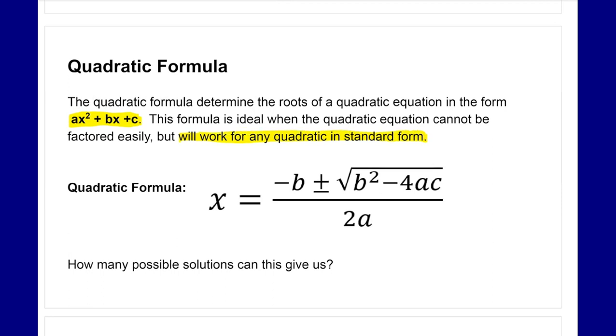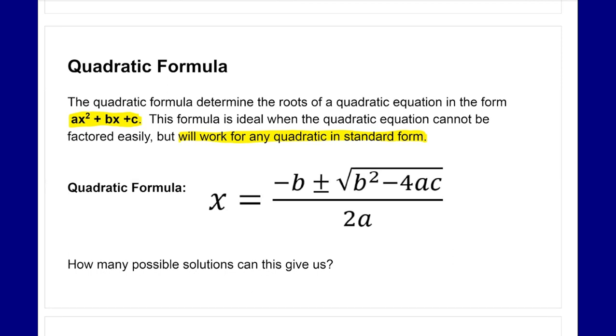As long as we have that a, b, and c value, we can use the quadratic formula, which we can see here is x equals negative b plus or minus the square root of b squared minus 4ac, divided by 2a. So in this case, right, we can go through and basically we're just plugging in values and then solving.